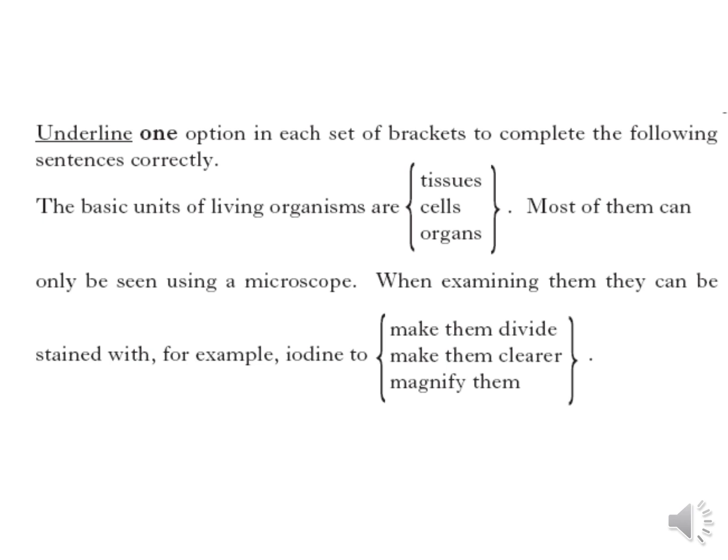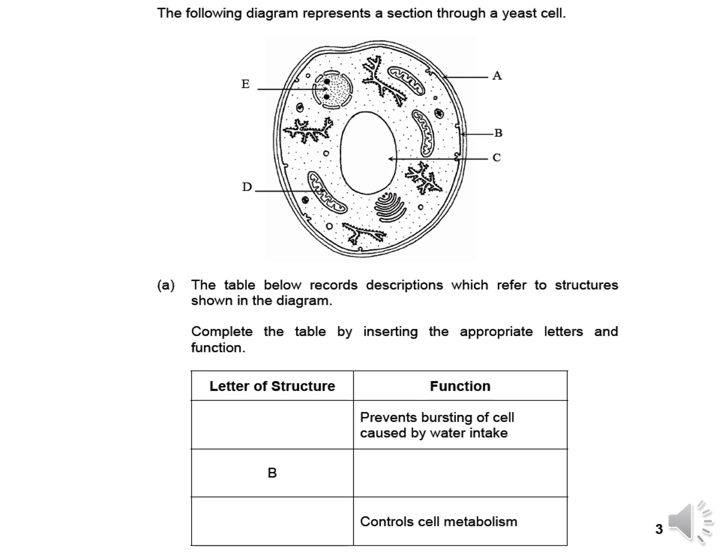Okay, so underline one option in each set of brackets to complete the following sentence correctly. The basic units of living organisms are cells. Most of them can only be seen using a microscope. When examining them, they can be stained, for example, with iodine to make them clearer. So what we're looking at here is yeast. That's one of the key cells we've looked at. Now I'm going to change the function here, and I'm going to say support, provide structure and support. So what structure provides support? So what we should have here is A, which is the cell wall.